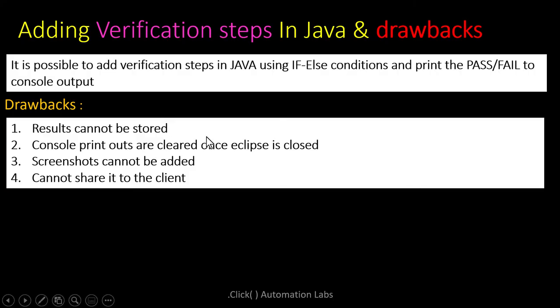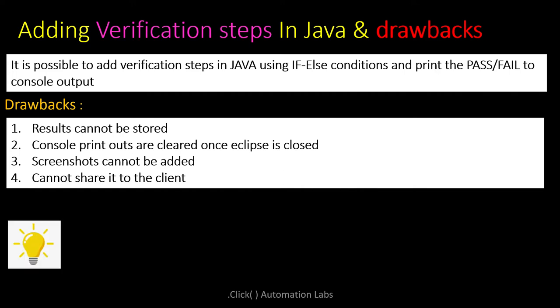The second drawback is that console printouts are cleared once Eclipse is closed. As I said, if I close Eclipse, your results are gone. And screenshots cannot be added. At certain times, your developer may ask, what is the proof of your fail? It means your script failed, so we should have screenshots. That feature is not enabled, and we cannot share it with the client. Absolutely, you cannot share these result files with the client because they are not in a proper format. So these are the different drawbacks of using Java if-else blocks to validate the steps.